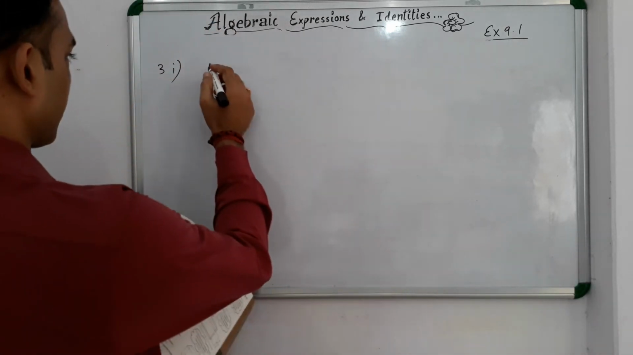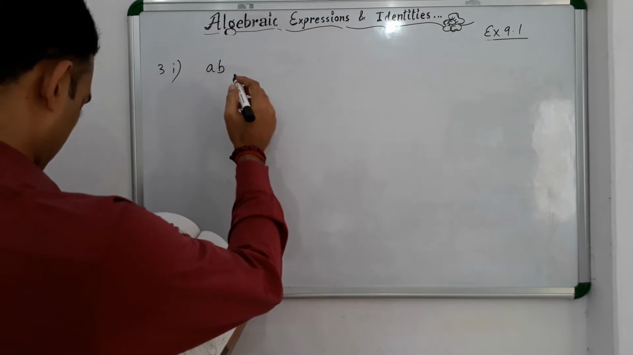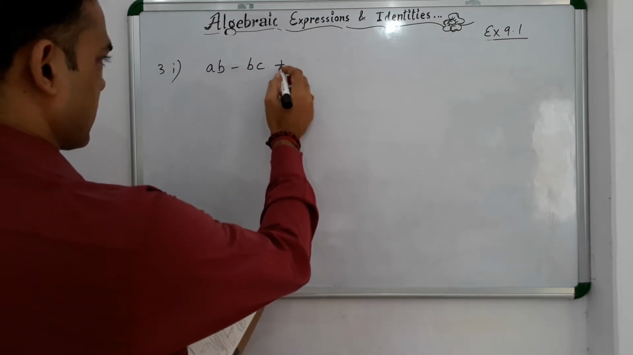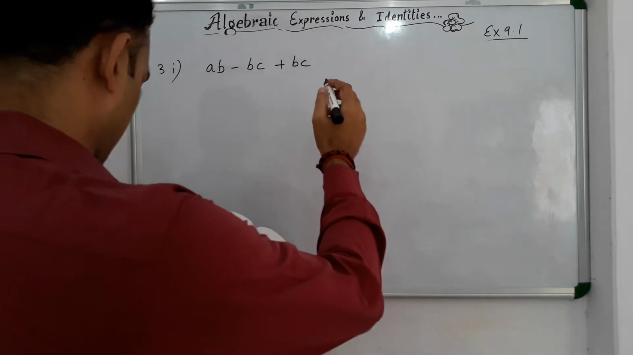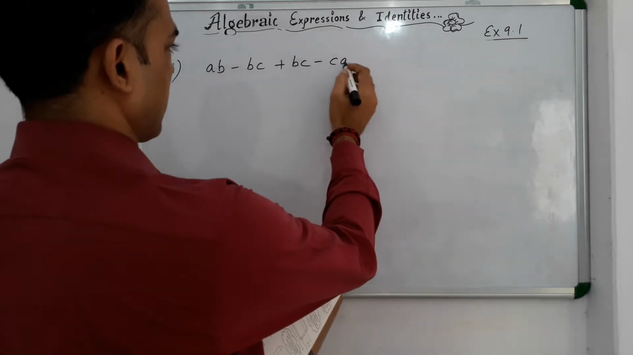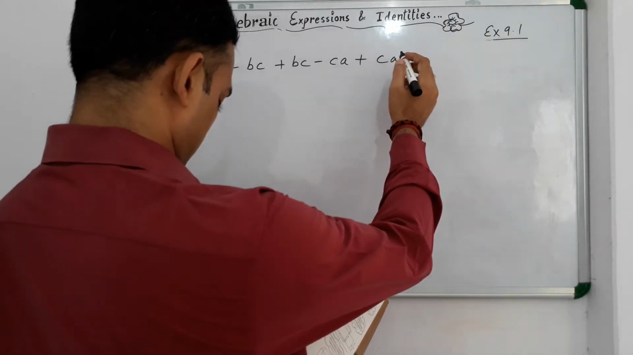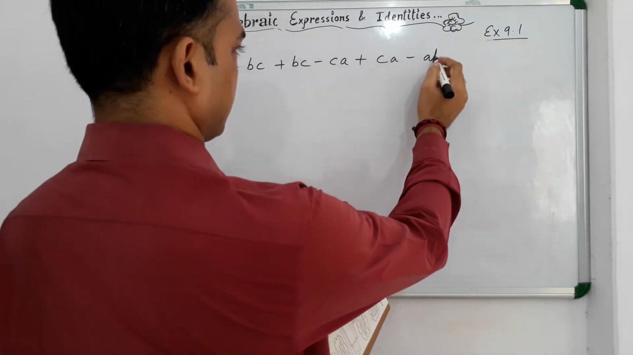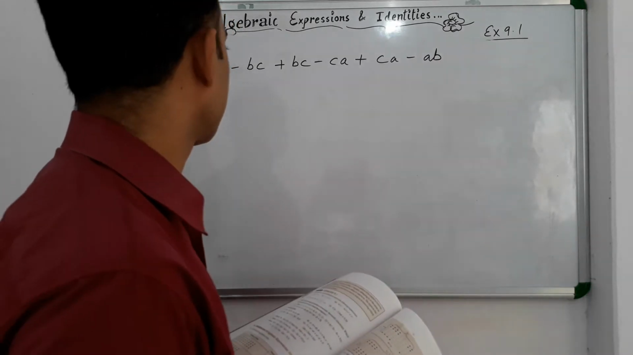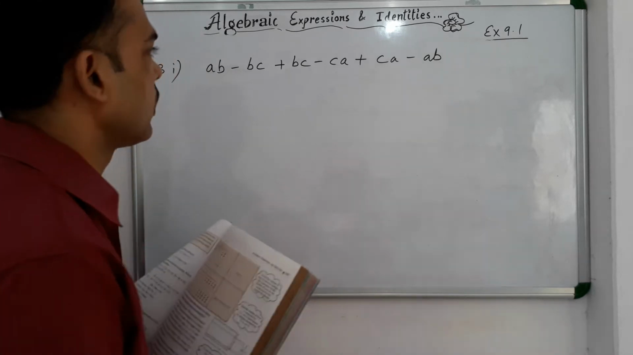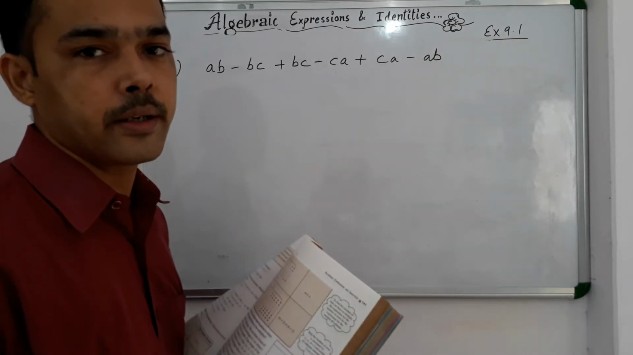they are AB minus BC plus BC minus CA plus CA minus AB. These are the expressions, and I have put the addition sign over there. And now what we will do is arrange the like terms.